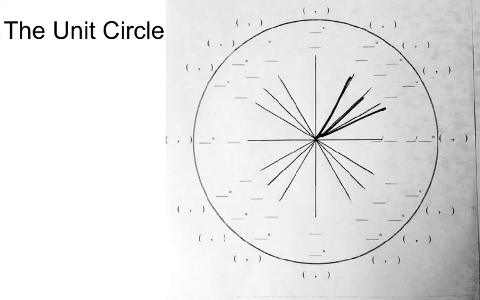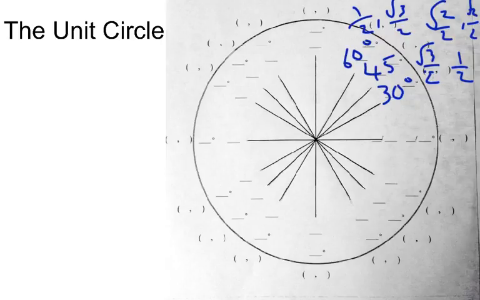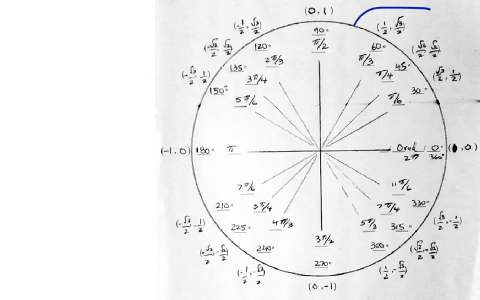From the previous video, we said that, let me erase this. This is 30 degrees, this is 45, this is 60, and the coordinates are square root 3 over 2 and 1/2. This is square root 2 over 2 for both, and we flip this, which is 1/2 and square root 3 over 2. We can see that on this, way better.